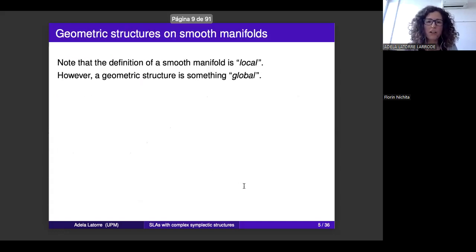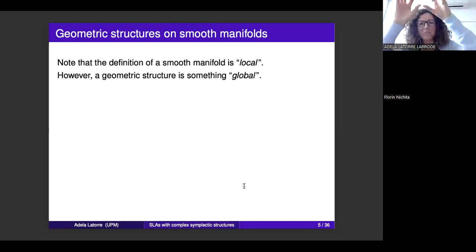So what's the key point about the previous slide? The key point is that the definition of a smooth manifold is something local. I mean, we go to open sets and then we look at small pieces of our manifold, and then we send these small pieces to something in Rn, but still they are small pieces of Rn. But if we want to define geometric structures, these geometric structures are obviously something global. So we need a tool to go from something local to something global.